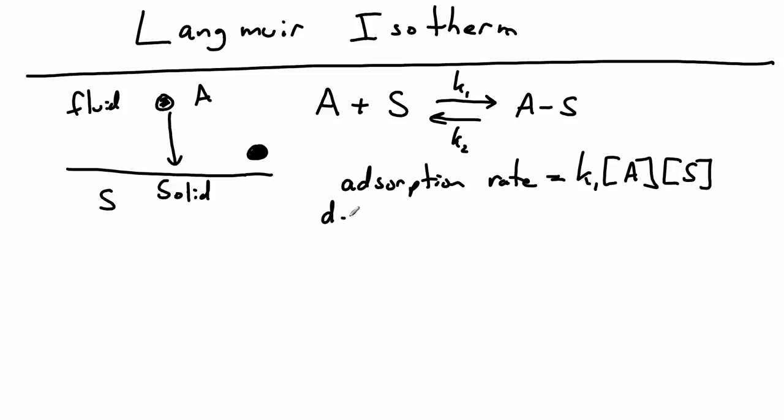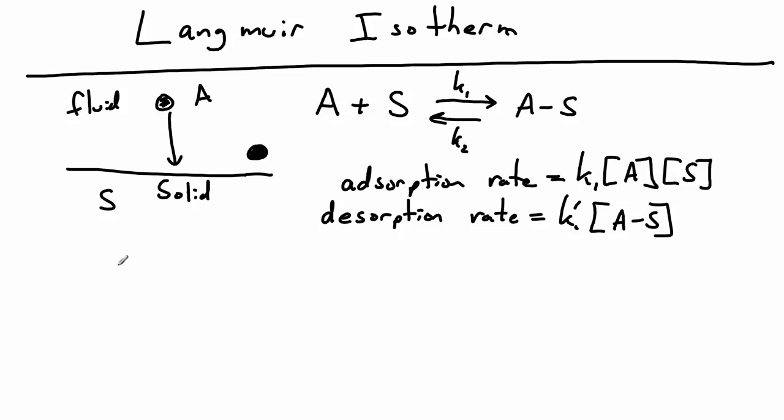The desorption rate is going to be K1 prime times the concentration of adsorbate on the surface. Okay, great. So it all looks great except for how do we quantify the concentration of surface? Or the concentration of stuff on the surface? That just seems a little strange.